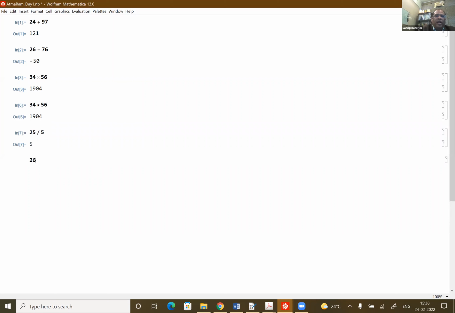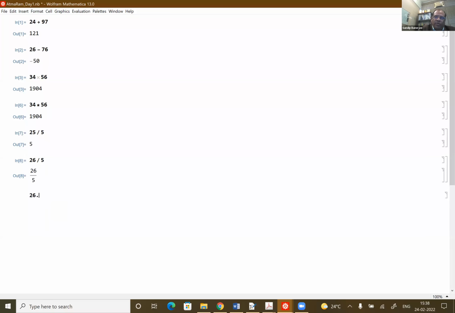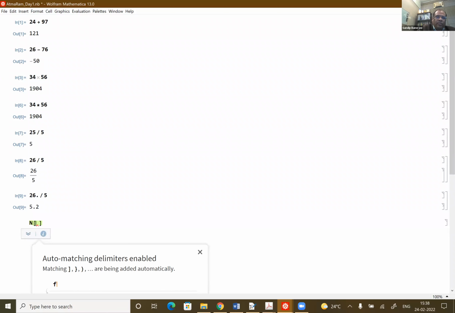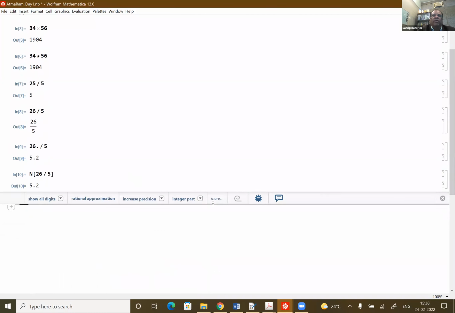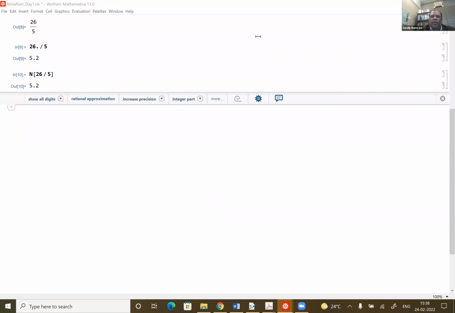If you write 26 by 5, it's going to give back 26 by 5. If you want a numerical value, you have to put 26 dot by 5, and it will give you the numerical value. Or there is another way of writing. You just write N for numerical value, and you get the 5.2.